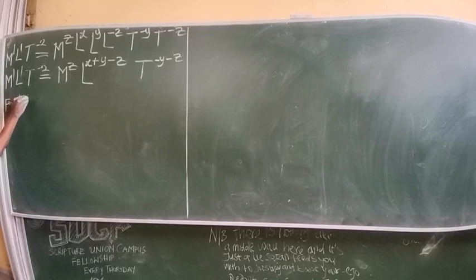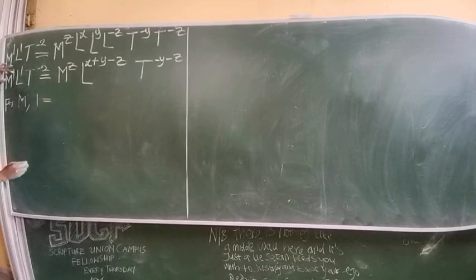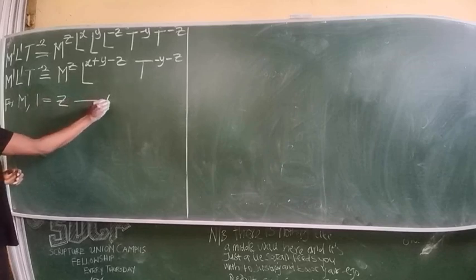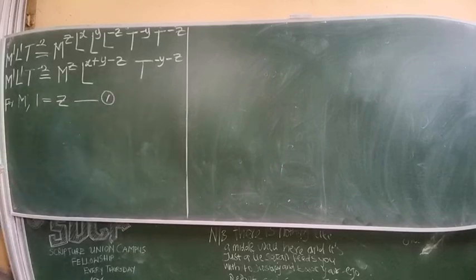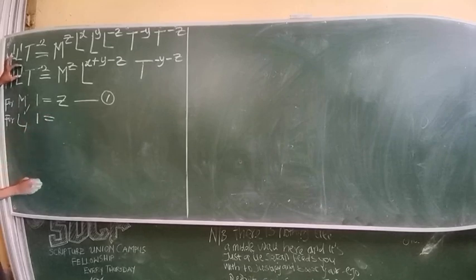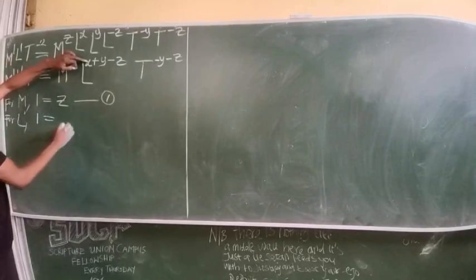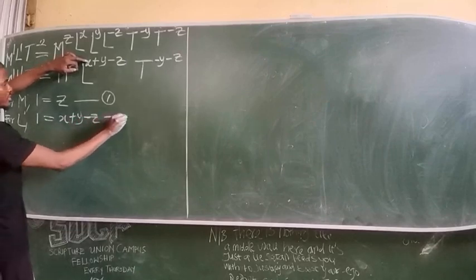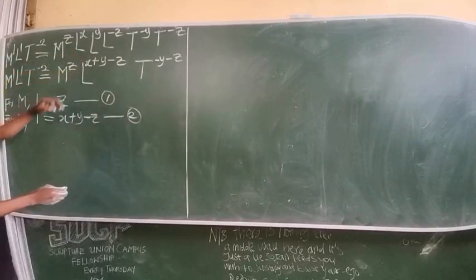So simply, for m, the power of m on the left hand side is simply 1. I have this power here to be 1, and this is equal to the power of m on this side of the equation, which is simply z. So call this equation 1. Same thing for l. The power of l on this side is simply 1. So you simply have 1 is equal to the power of l on this side of the equation, which is simply x plus y minus z. Simply call this equation 2.